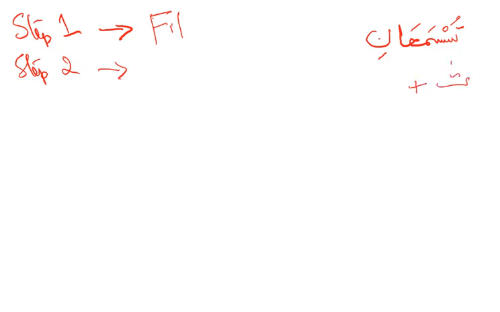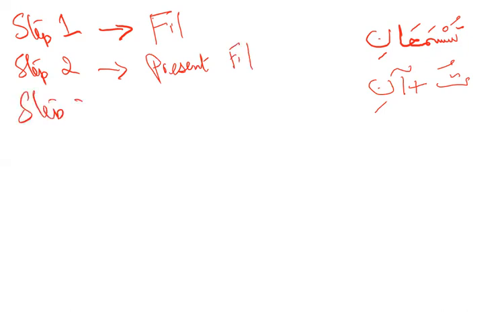Okay, step 1. Is this a fail, ism or harf? Fail. Okay. Step 2. Is it past or present? Present. You have the tu and ani combination, which is a present combination. Excellent. Present fail.